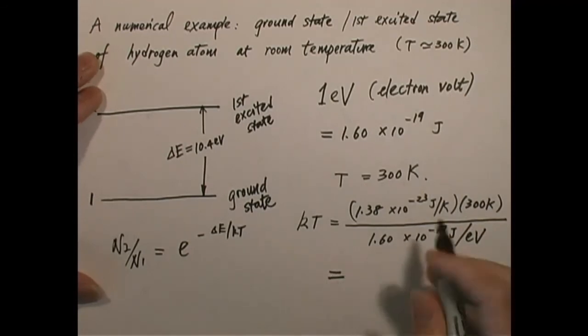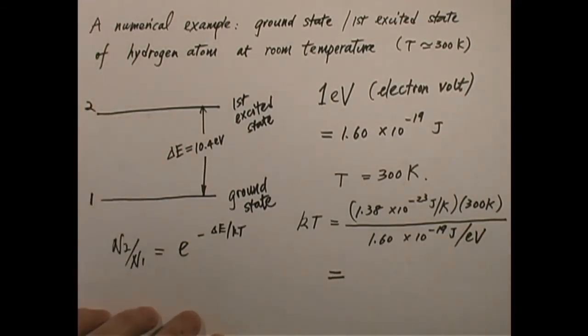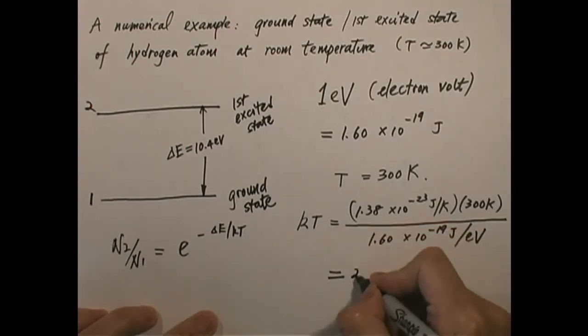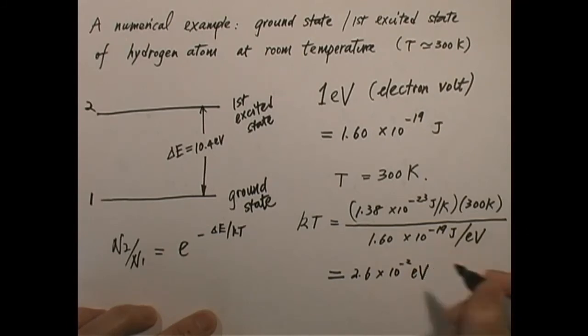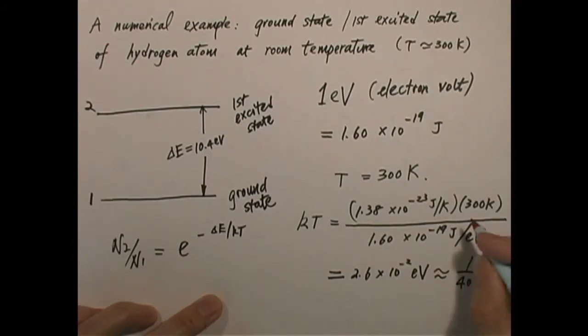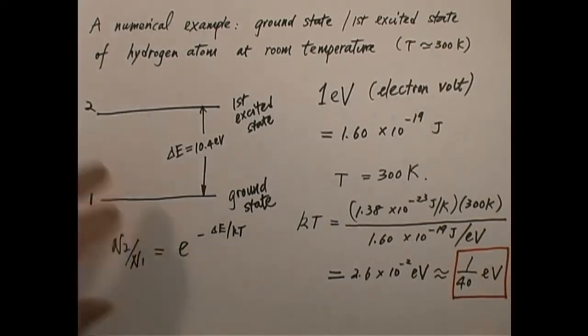Now if you did so, you can easily find the value of kT in terms of eV, and its value is actually pretty small. It is 2.6 times 10 to the negative 2 eV. As a crude approximation, this is about 1 over 40 eV. That's a good thing to know, by the way. That is, kT at room temperature, 300 Kelvin, is roughly 1 over 40 of an eV.